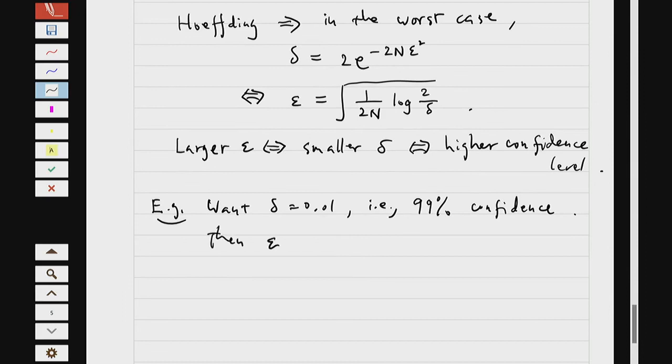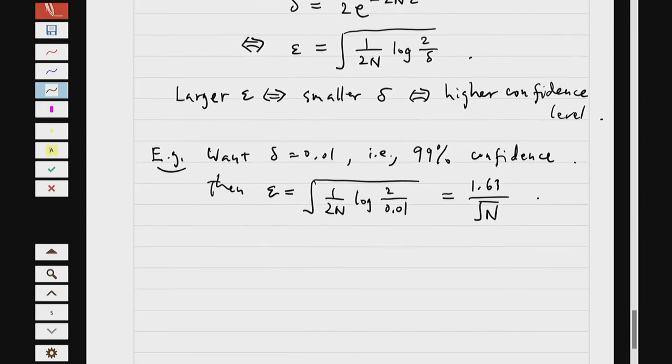Then this epsilon, of course, equals the square root of 1 over 2m log of 2 over 0.01. Again, we're dealing with probability, so we can never be sure about anything. Everything we have to say is, well, I'm pretty sure. Nothing is 100%. You can get 99%, you can get 99.999%, but nothing is 100% really. So this turns out to be 1.63 over square root of m. So what does this mean?